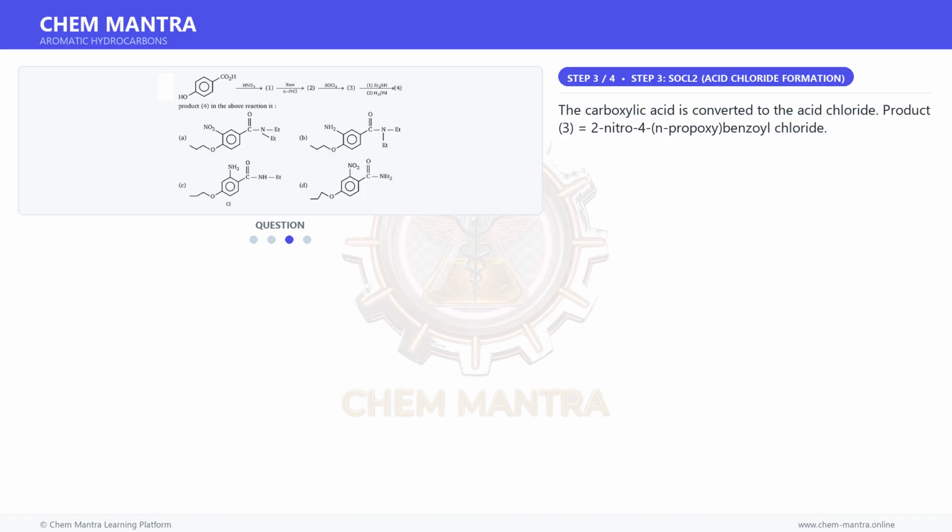Moving on to the next step. The carboxylic acid is converted to the acid chloride. Product 3 is equal to 2-nitro-4-n-propoxybenzoyl chloride.